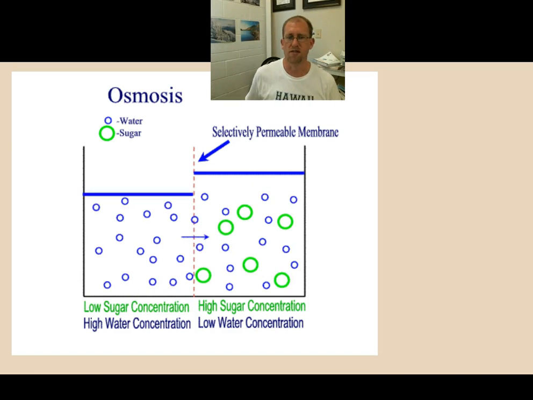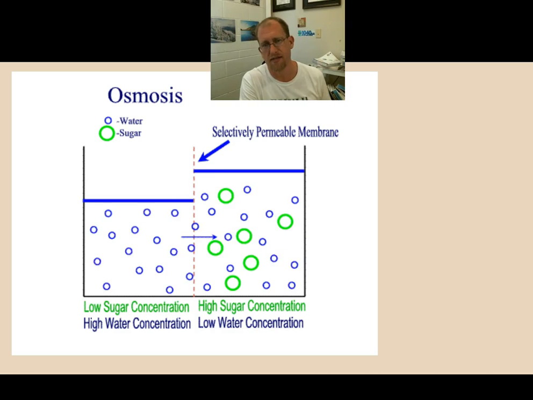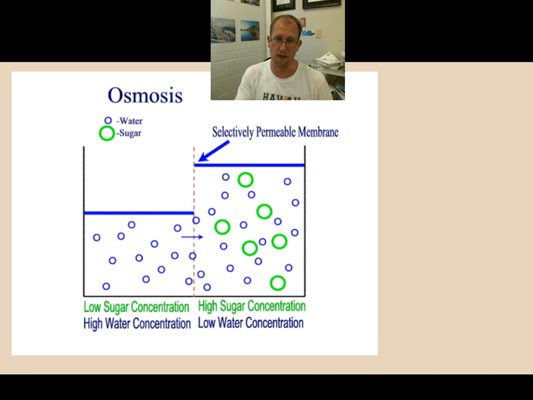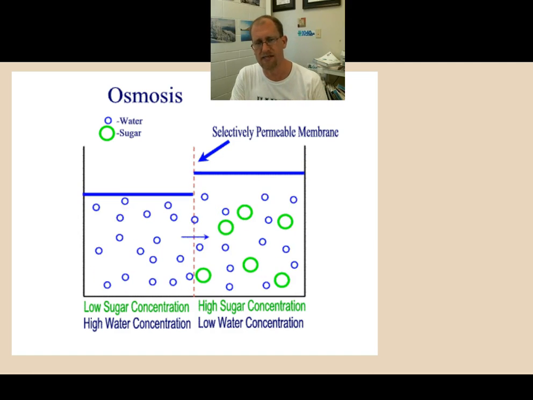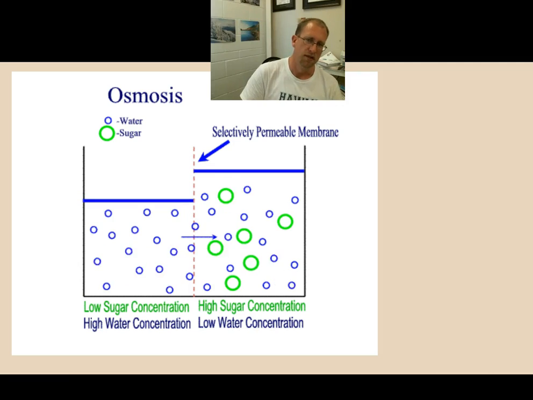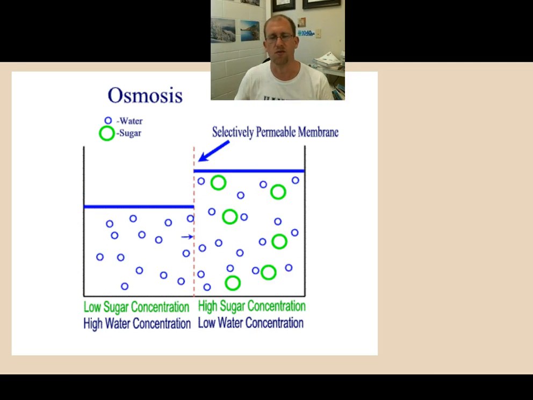Okay, so here's an example of osmosis. We have a concentrated solution on the right. We have a pure water solution, so it's not a solution, pure water on the left. Separate them by a selectively permeable membrane. The solute can't move over into the pure water, but the pure water can move through the membrane into the solution.